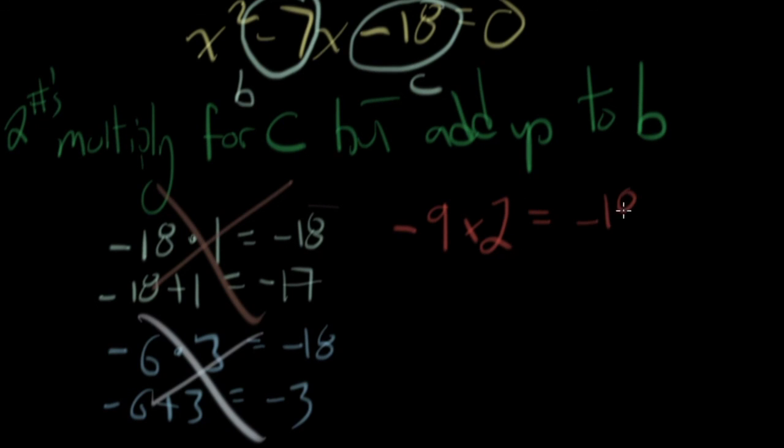But maybe you are. What's negative 9 plus 2? Oh my gosh, it's negative 7. So cool. Okay, so you got your numbers. You have negative 9, and you have 2.